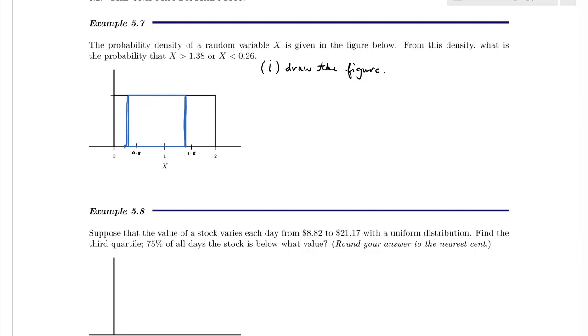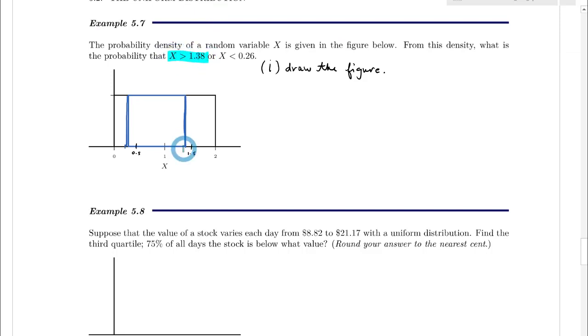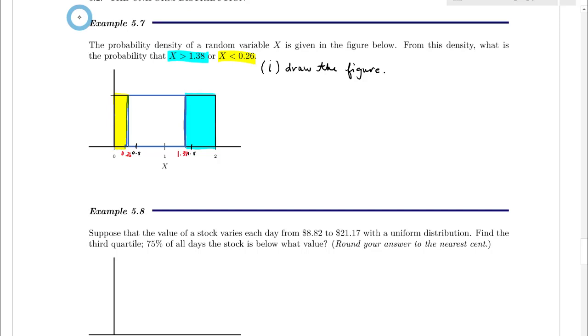I'll shade x greater than 1.38 in blue. And let me put that there, 1.38, 0.26. And then x less than 0.26, I'll do in yellow. So that's the area that we need to find. And then we could go ahead and find f of x.